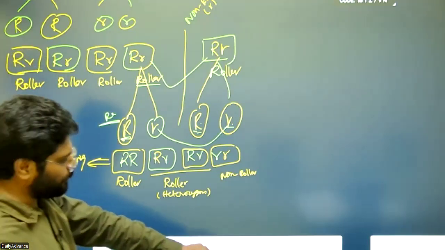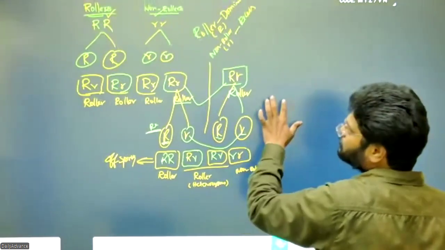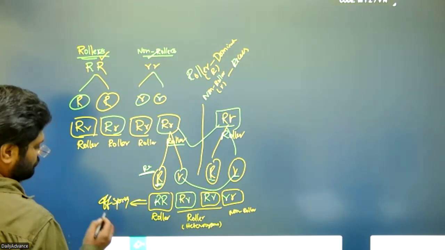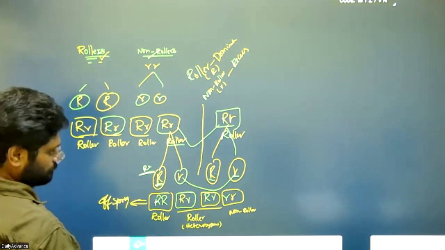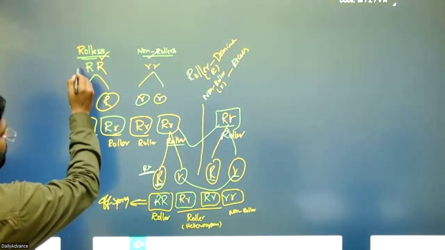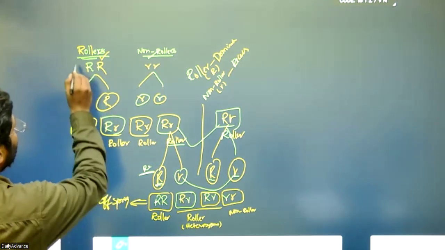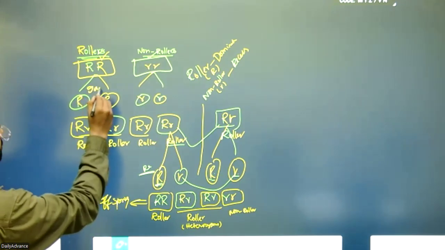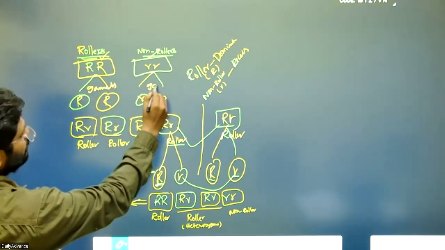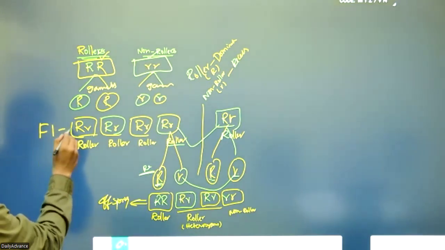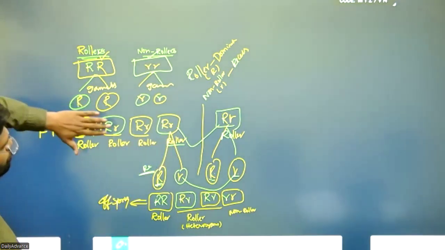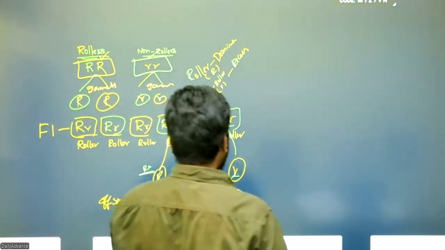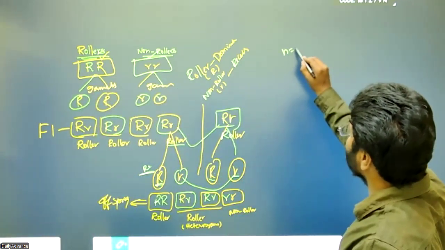If you go to the top also, these are all parents, the parental generation. Their gametes. So these are all the F1 generation, the offspring. In F1, how many children are born here? Number of characters. See, n is equal to the number of characters.